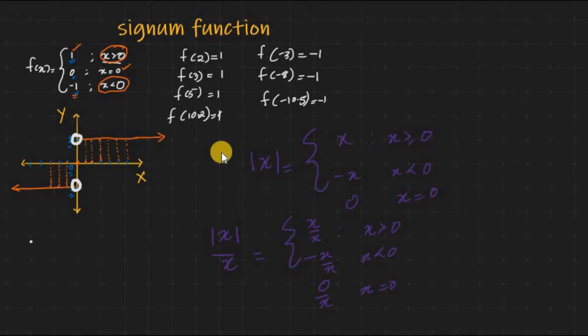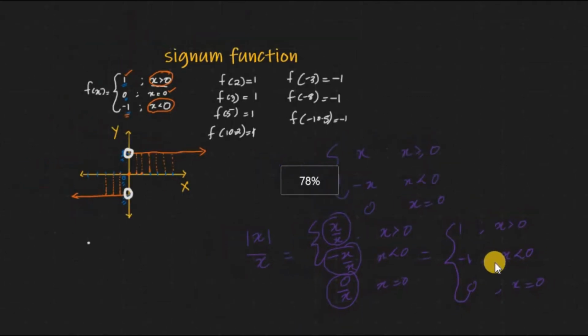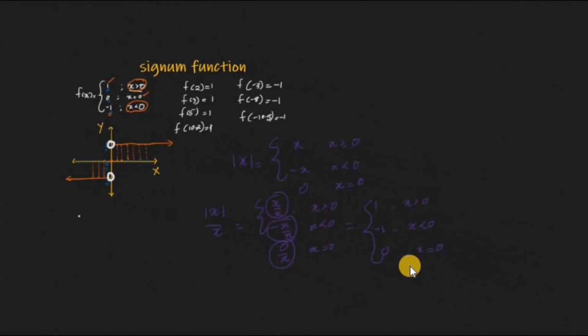So this is the mod x by x value. It is again equal to x by x. We know that it is equal to 1, isn't it? So x by x is equal to 1 when x is greater than 0. Again minus x by x, we know that it is equal to minus 1 when x is less than 0, and 0 by x results in 0 when x is equal to 0. See, whenever we consider mod x by x, we get 1 if x is greater than 0, minus 1 if x is less than 0, and 0 if x is equal to 0.